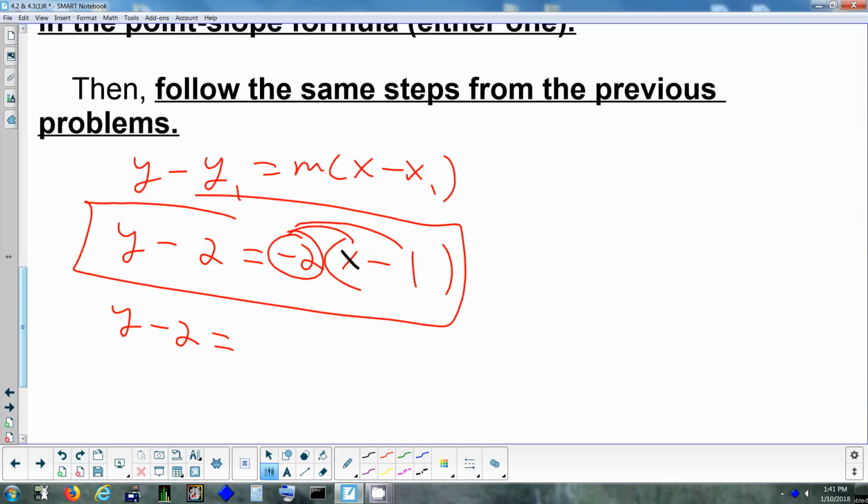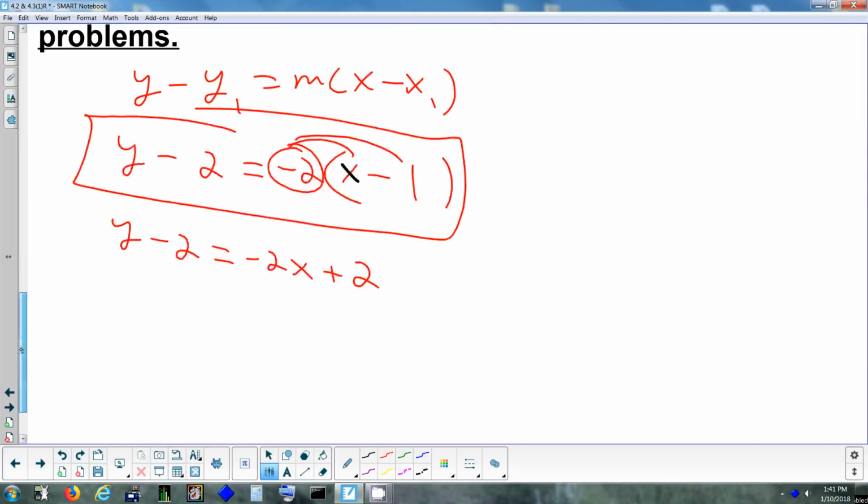Okay, somebody tell me -2 times x. Oh, -2x. -2 times -1. Careful, negative times negative. Oh, 2. Sorry. Yes, positive. All right. Is that slope-intercept? No, because the y is not by itself.